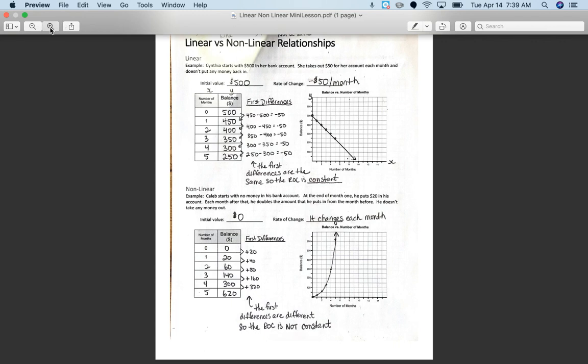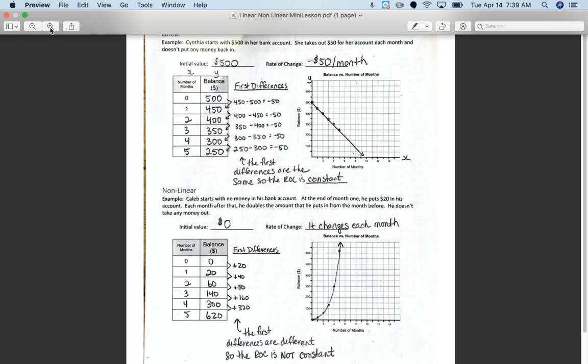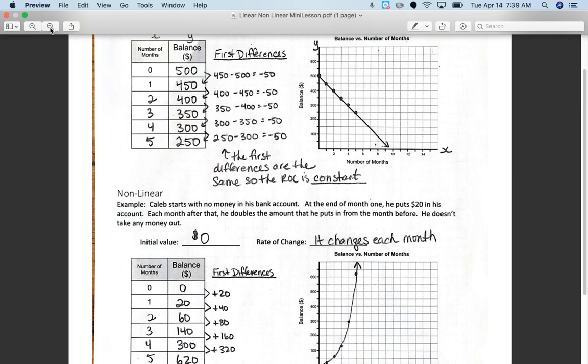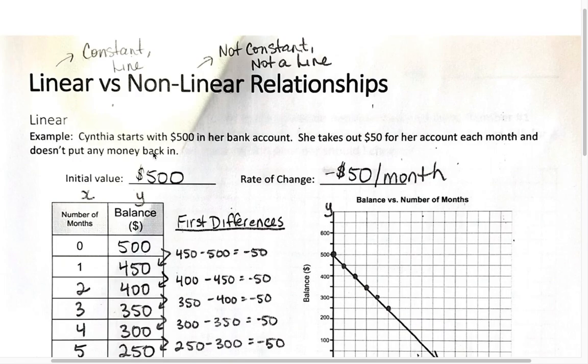Okay, I'd like to just take you through an example to show you the difference between a linear relationship and a nonlinear relationship. First, we'll go through what linear versus nonlinear means. Like the name implies, if something is a linear relationship, it makes a line when you graph it, and it's got a constant rate of change. If something's nonlinear, then it doesn't make a line when you graph it, and in this case, the rate of change would not be constant. So I'm going to show you these two ideas using some examples.